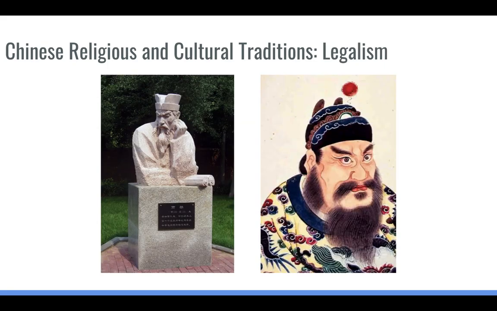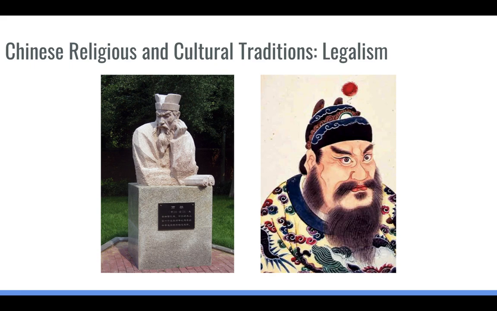The last of these cultural traditions, not necessarily a religion here, more of a way of ruling, is legalism. It was developed by many different people like Shang, who you see a statue of there on the left. Legalism believed in strict rules and punishments in order to keep order in society. It basically believed people were evil and would go absolutely crazy unless you had those strict rules. It was all about correct behavior.